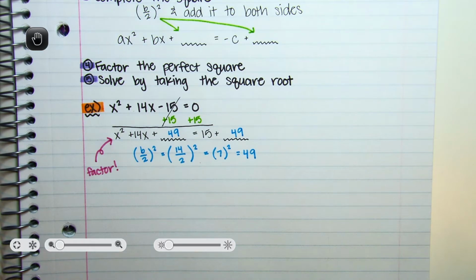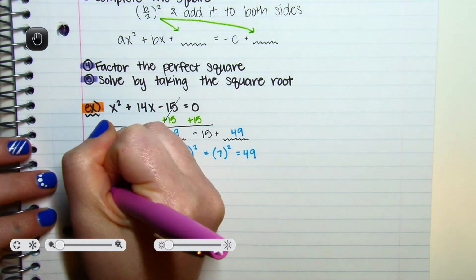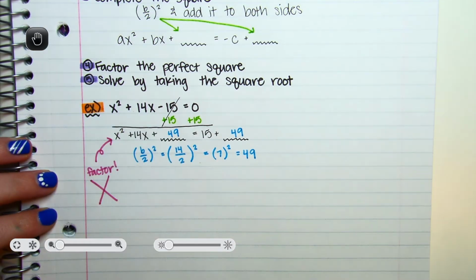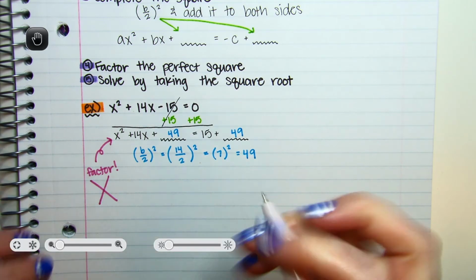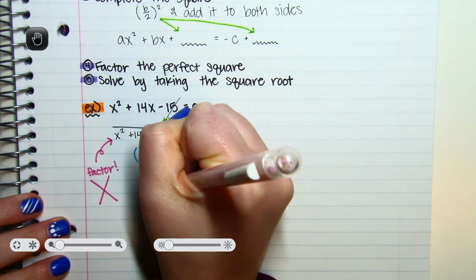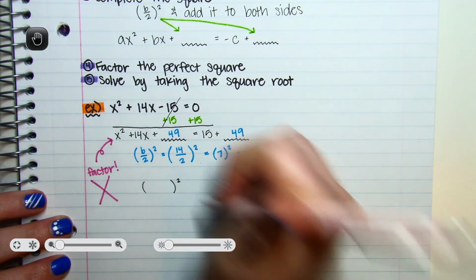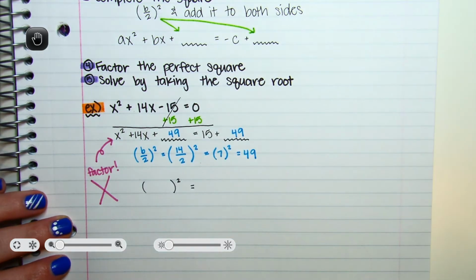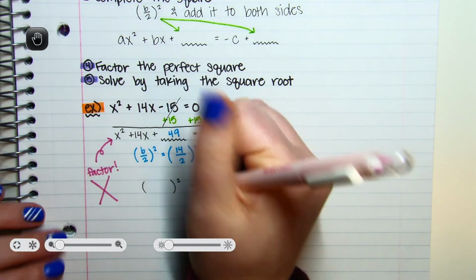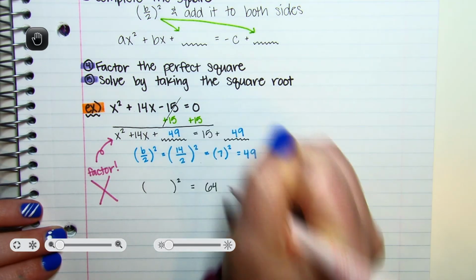So when I factor this, you can either do this using the big X, but you know your answer is going to be in this form because that's what completing the square is. And I'm going to go ahead and simplify the right side. It's equal to 64.